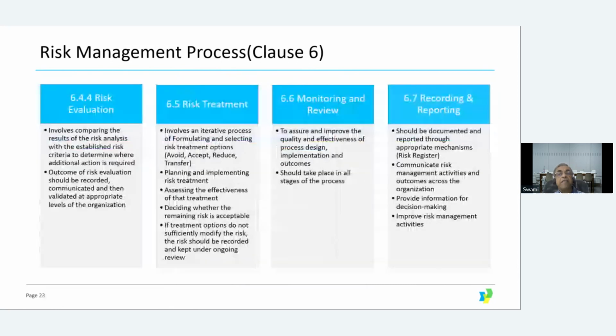As I said, for all the controls that you implement, the risks need to be monitored. All those metrics and measurements need to be evaluated to see that they are meeting the target. Once you identify the risk, it needs to be treated. What are the possible treatment options that we have? They are avoid, accept, reduce, and transfer.